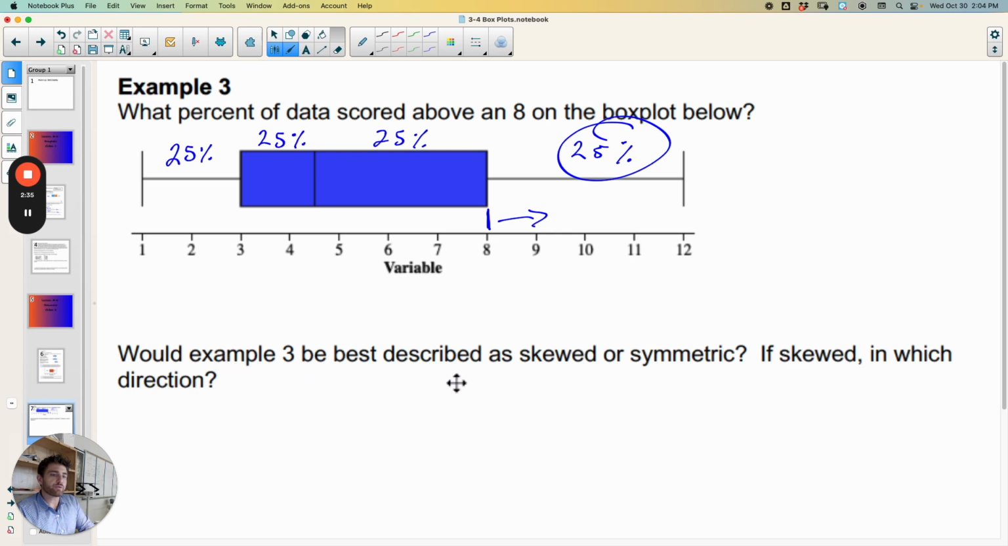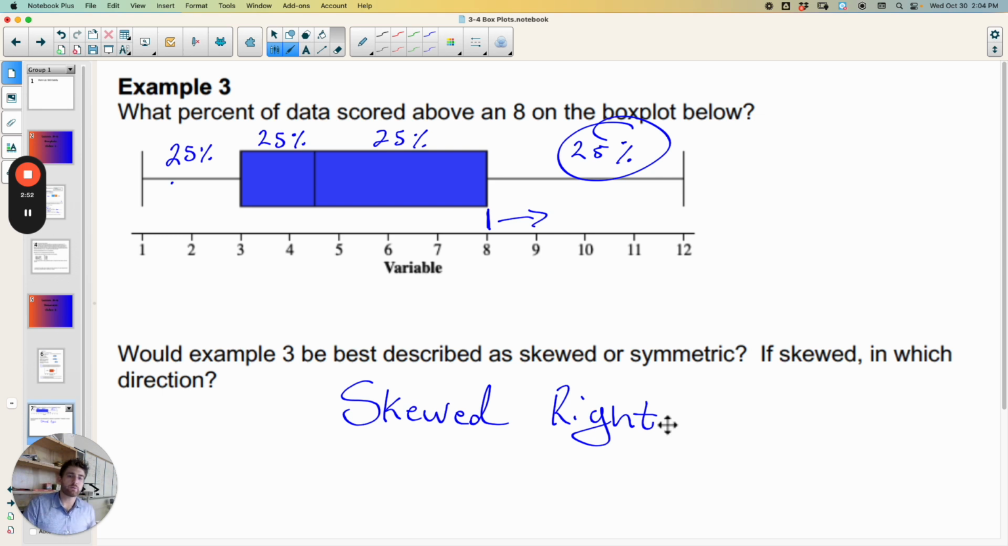And would example 3 be best described as skewed or symmetric? I would argue, since these are spread out on the right-hand side further than the left-hand side, that this would be skewed right. Now remember, the skew is always in the direction of where the tails are. So in this case, we have the longer tail on the right.